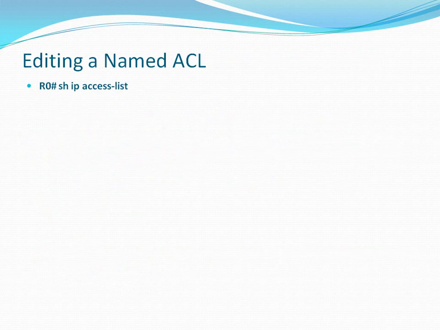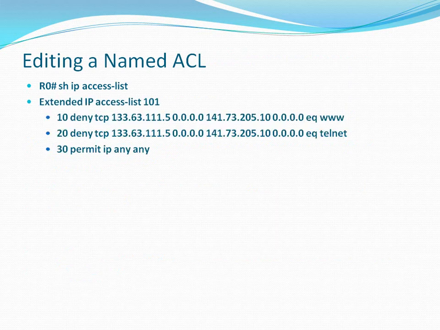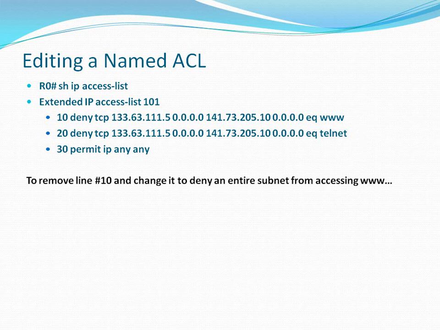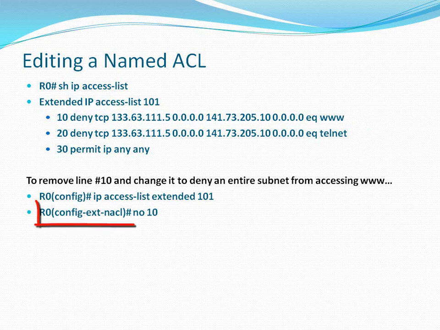Editing a named ACL. On the router prompt, show ip access-list. It tells you extended IP access list 101 because that is what we just named it. It has 3 lines, line 10, line 20, and line 30. To remove line 10 and change it to deny an entire subnet from accessing www, we go into config prompt, ip access-list extended 101, and we simply type no 10. That will remove line 10.